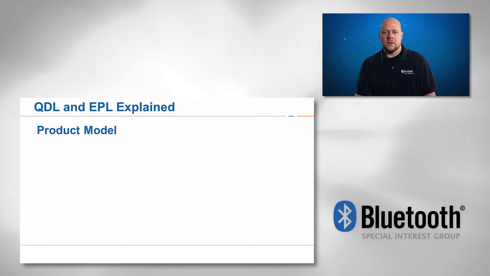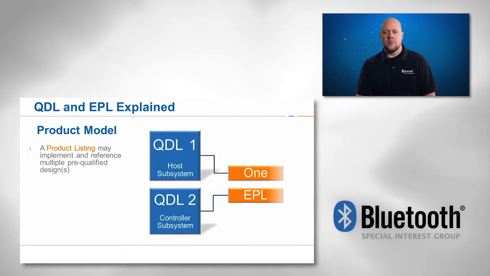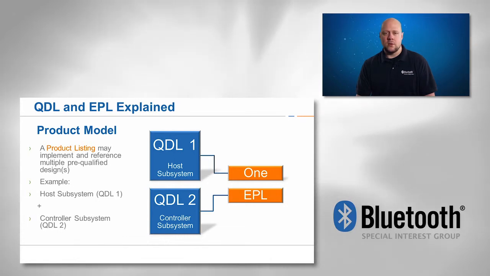On the next slide, we illustrate the relationship using the subsystem product types. This picture illustrates the scenario where one EPL can actually implement two QDLs. Notice that the QDL1 is a host subsystem and the QDL2 is a controller subsystem. If you would like to learn more about the different product types, please watch the tutorial on product type usage and benefits.